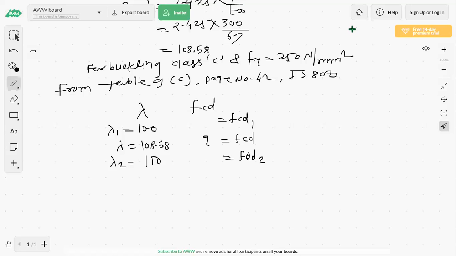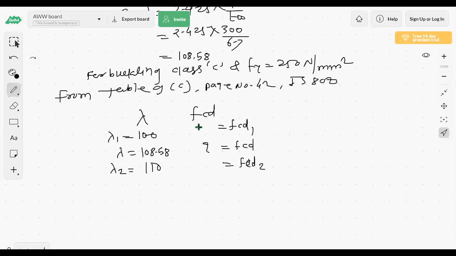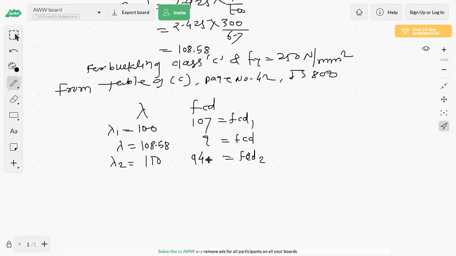Table number 9C, 108 is the lambda. So for 100 and 110, how much is this? This is 107 and this is 94.6. Okay, 94.6. So FCD1 is 107 and FCD2 is 94.6.